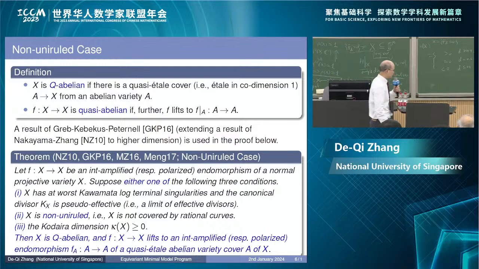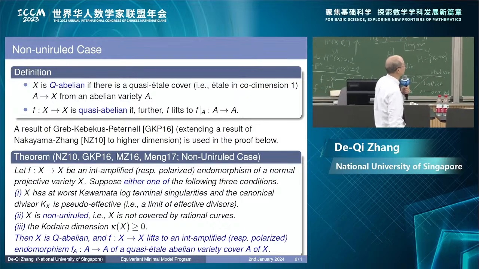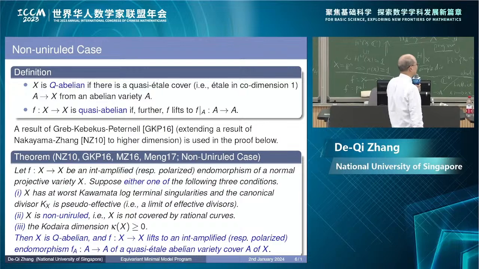I guess I explained everything on the right. Even the canonical divisor I explained.